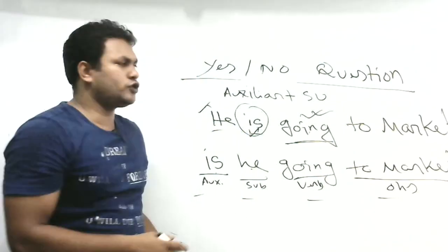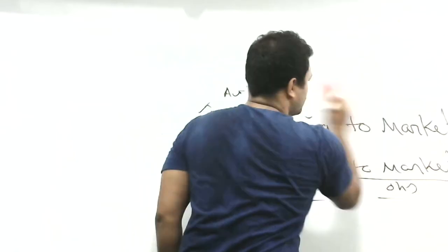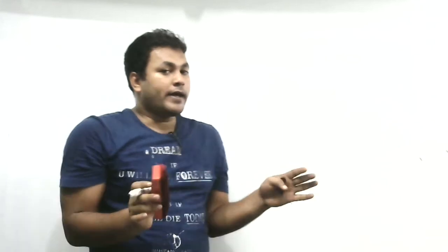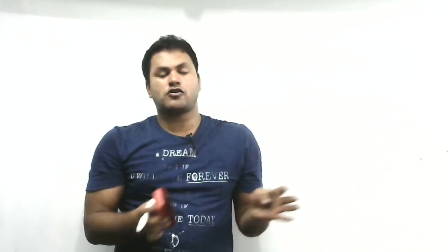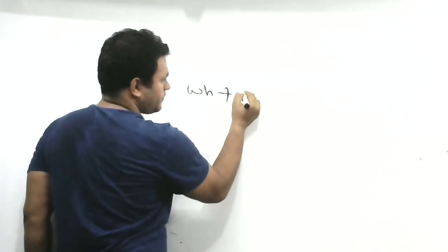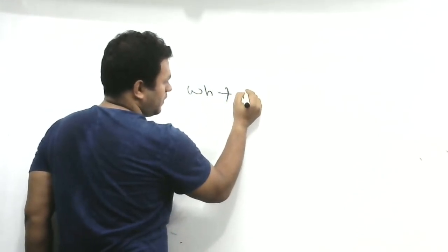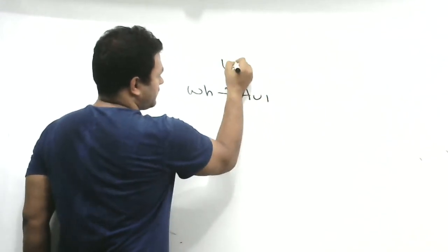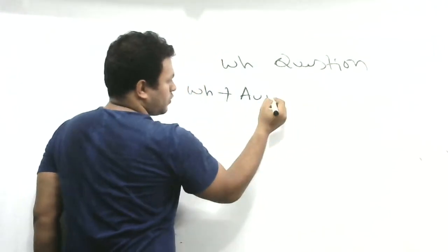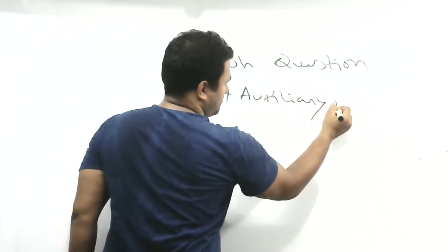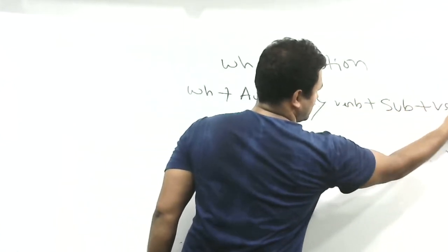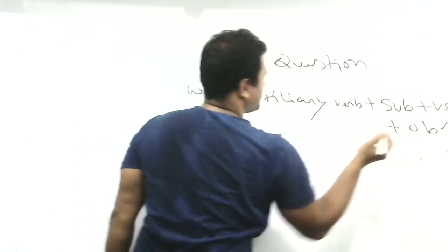So how to form WH questions? Now I am going to show you again to help you remember the structure. Now you will find the similarity and dissimilarity between the structure of WH question and yes no question. WH question structure: WH, auxiliary, subject, verb, object.